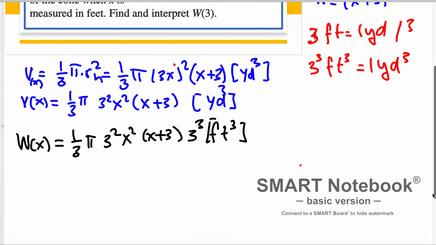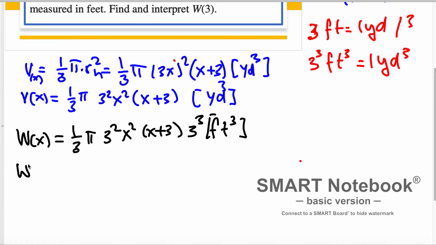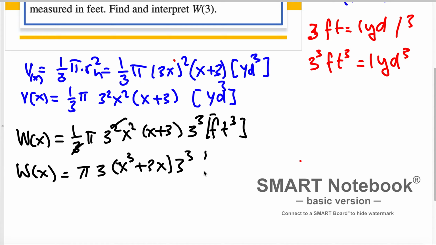And now what can we do here? Let's write w of x is equal to, the 1 squared here we can simplify. What we have here is pi times 3, and x squared times x is x cubed, if we are distributing, plus 3x, and 3 cubed is in cubic feet.